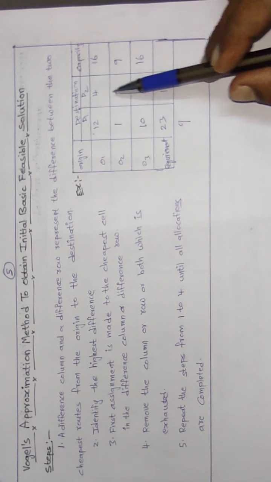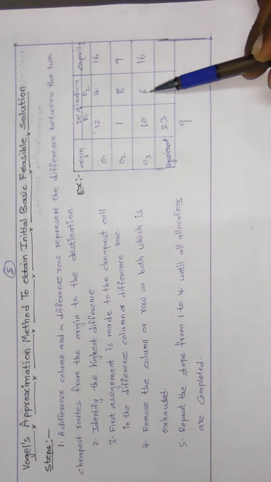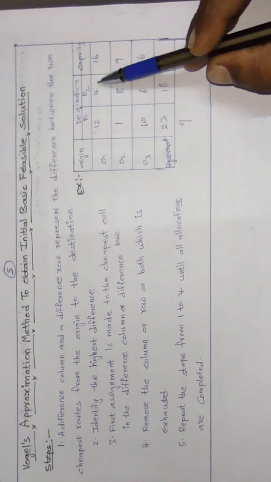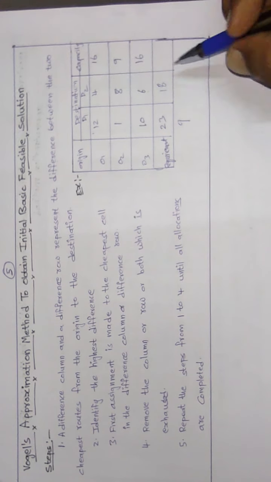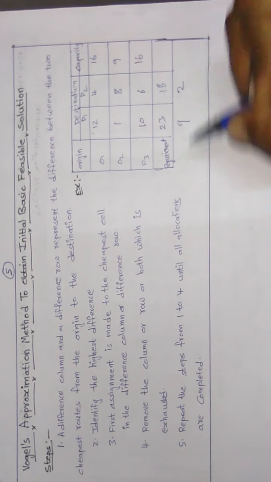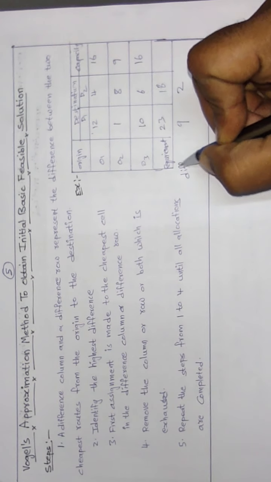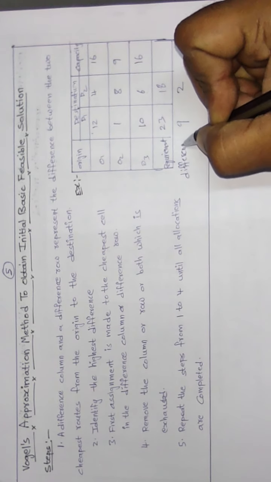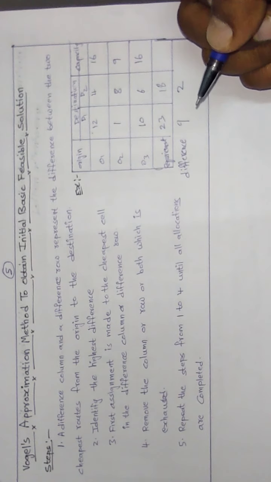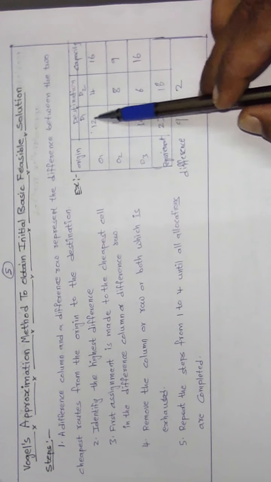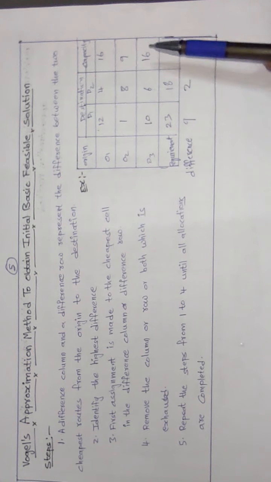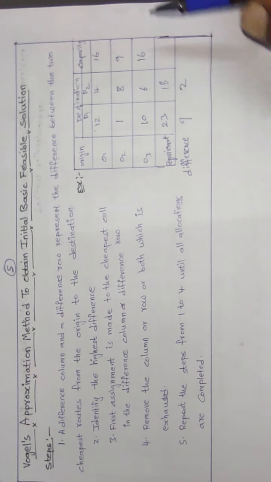Similarly, in the second column, what are the two cheapest cells? 6 and 4 are the two cheapest cells. So the difference between these two cells is 2, which we have to write here. So that is the difference between the two cheapest cells in a column as well as a row. Okay? So we have to take the difference in the columns as well as the rows, that is, the difference between the two cheapest cells.